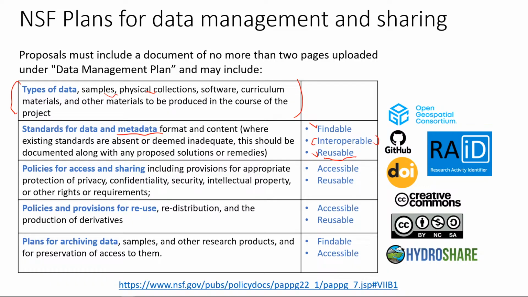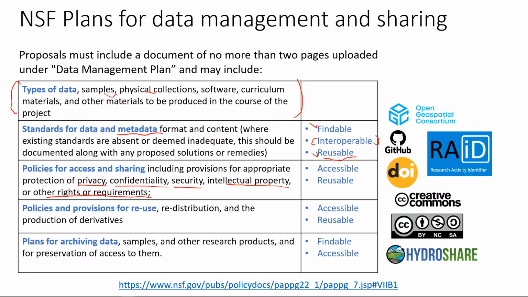Policy for access and sharing, including provision for appropriate protection of privacy. Okay, so this is very important. Policy for access and sharing, including provision for appropriate protection of privacy, confidentiality, security, intellectual property, and other rights or requirements. So let me give you an example from my research.